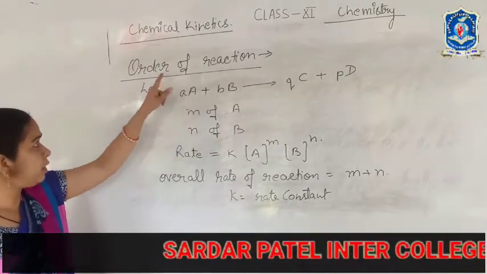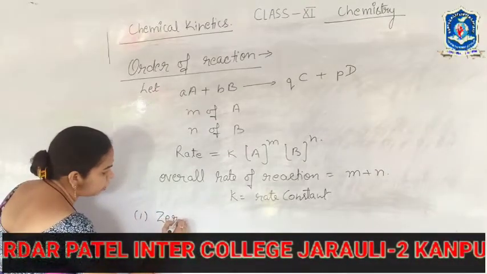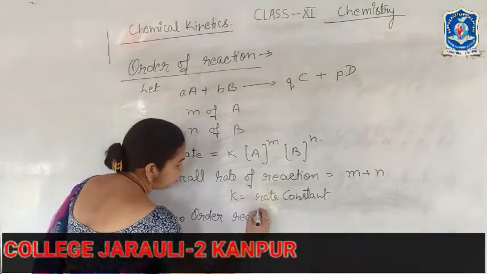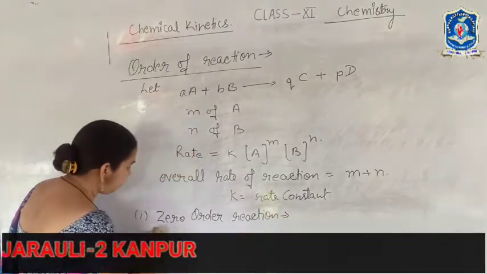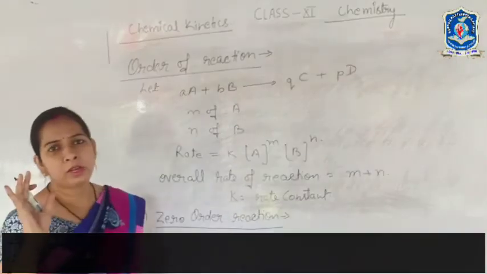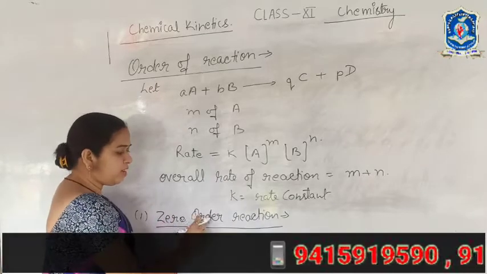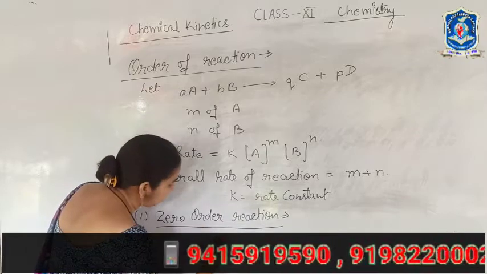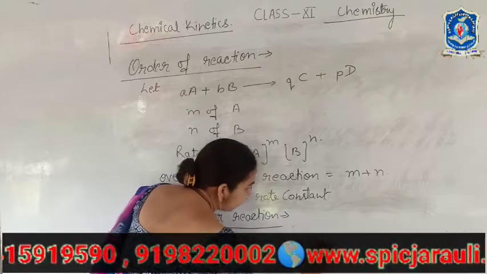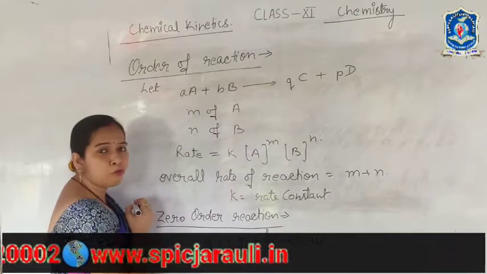From the definition, reactions are of the following types. First is zero order reaction. If the rate of reaction does not depend on the concentration of any reactant molecule, then it is known as a zero order reaction. For example, H2 plus Cl2 gives 2HCl. This reaction proceeds in the presence of sunlight, in the presence of photons.